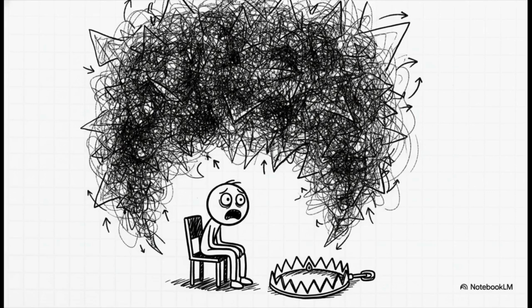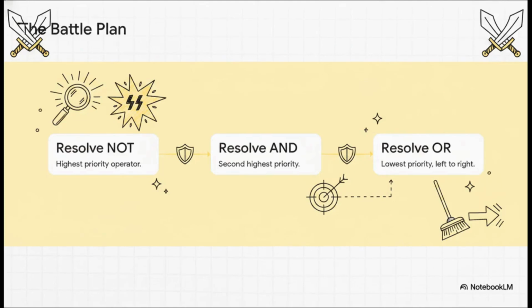Your brain naturally wants to just read it like a sentence from left to right, but trust me, that will lead you straight into a trap. So let's take a deep breath. We aren't gonna guess. We just need to execute a predictable 3-step battle plan directly from that precedence table we just went over. Step 1, hunt down and resolve the highest priority operator, which is the NOT. Step 2, target the next highest, the AND. And step 3, clean up whatever is left using OR, moving neatly from left to right.